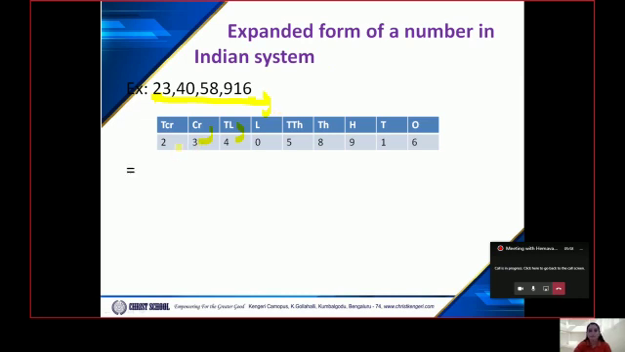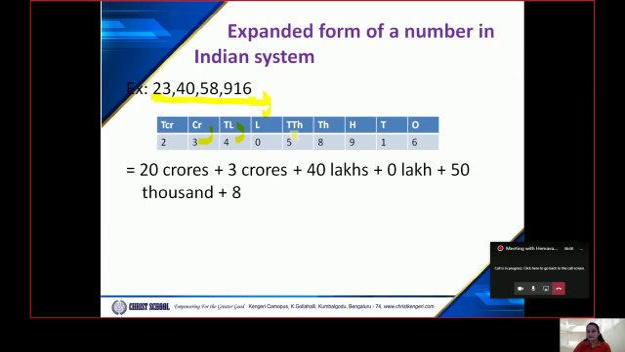Okay, let's see now. So 20 crores plus 3 crores plus 40 lakhs plus 0 plus 50,000 plus 8,000 plus 900 plus 110. 110 is nothing but 10 itself. Plus 6 ones is nothing but 6 itself. So this is one way of representing the numbers by using expanded form.